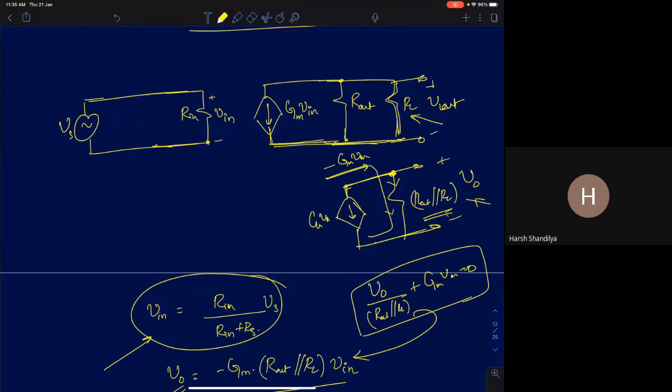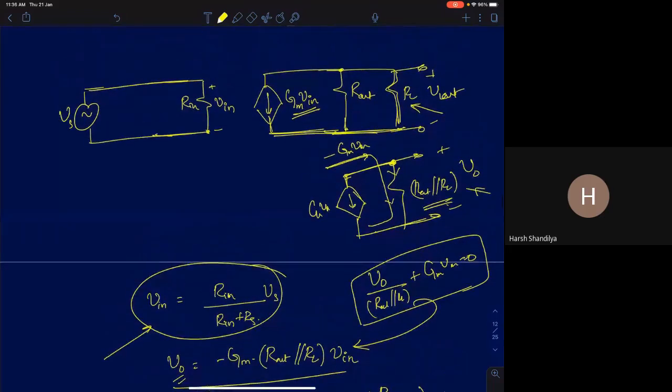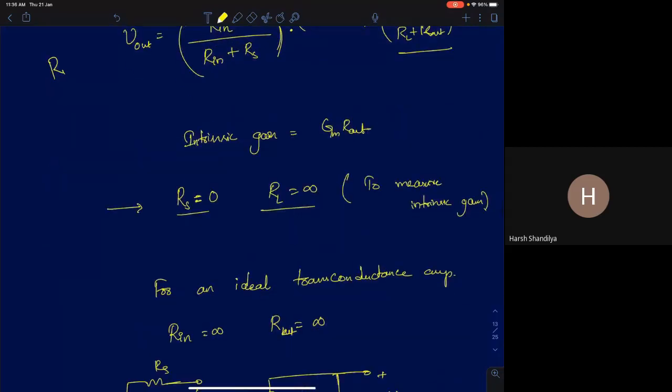So can I say Vin is Vs? This is Vs itself. So here you get Gm into Vs, minus, the sign is very important, minus Gm. Because the current source is pointing downwards, it is minus Gm Rout. Here the polarity is fine. So it will be minus of Gm Rout. The magnitude is plus Gm Rout, but the intrinsic gain is this. This is the maximum gain you can get out of this amplifier.